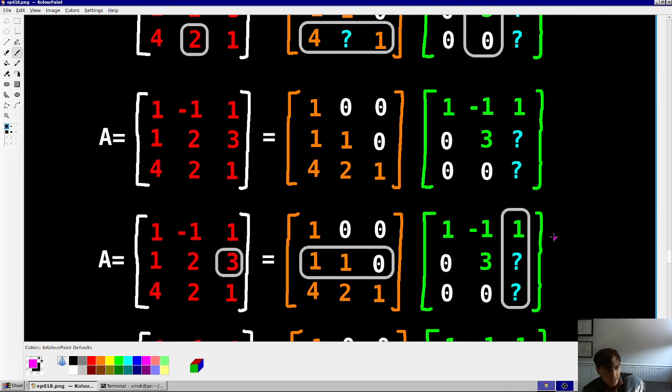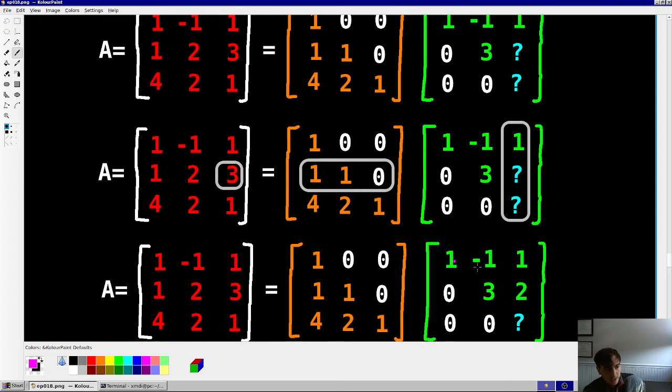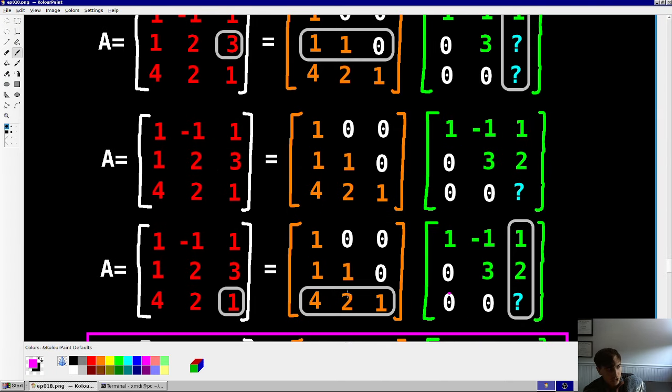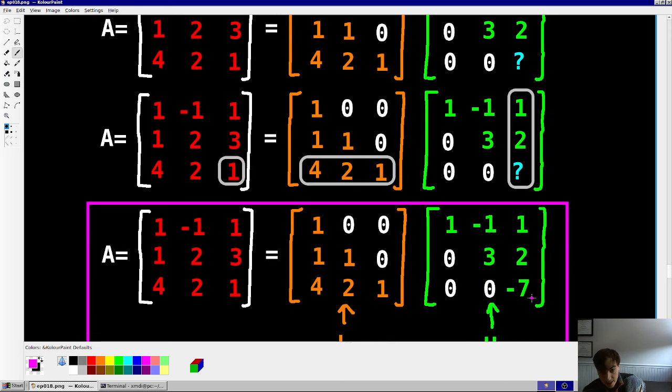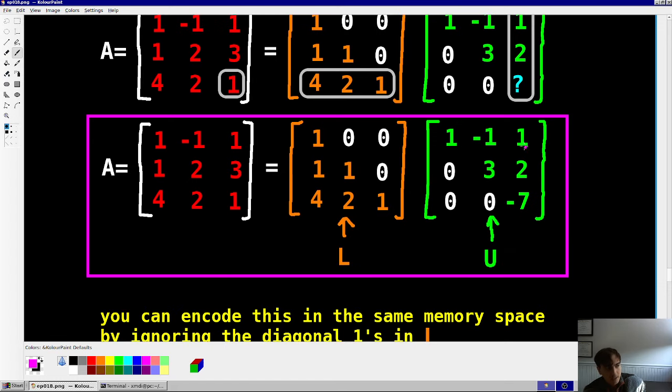And now this last column of the U matrix, how can we get this question mark here? Well, take this row times this column. The 0 kills that question mark. So you know that this entry needs to be a 2. And lastly, you can solve for the last question mark, taking the last row times the last column, has to be 1. Therefore, your last unknown needs to be a negative 7. And if you were to multiply this matrix times this matrix, you would get this matrix.